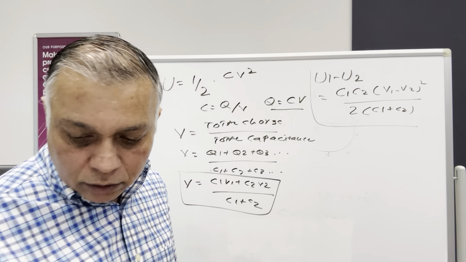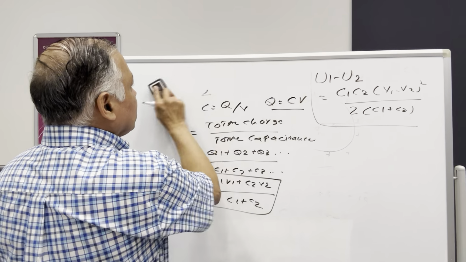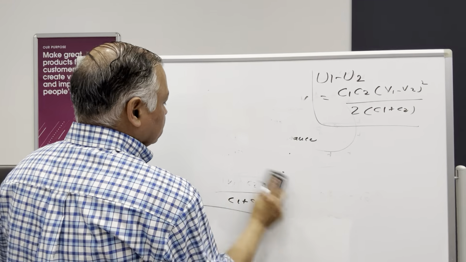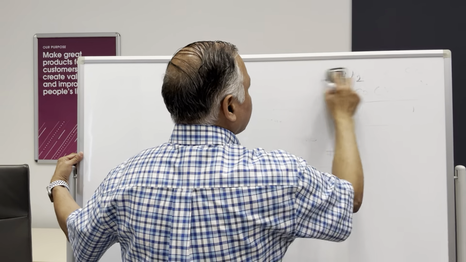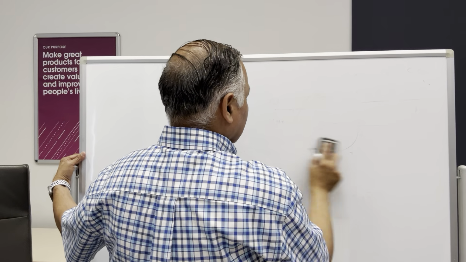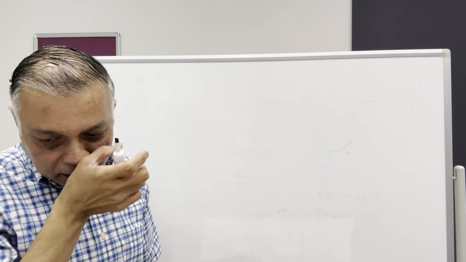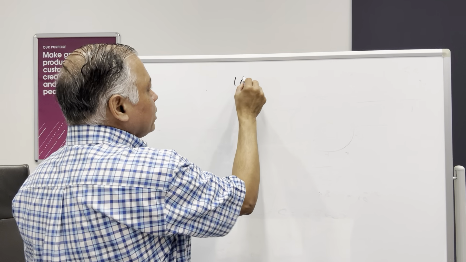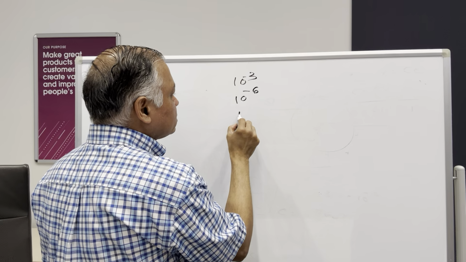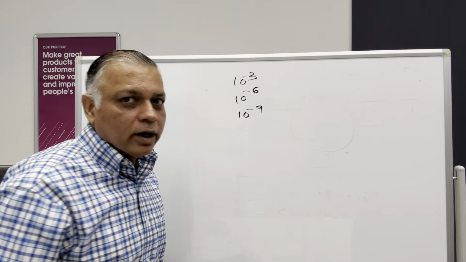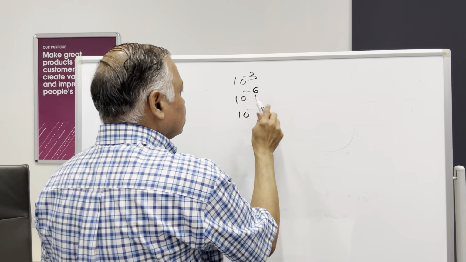You mentioned one more thing about the examples, and I know you must be aware of it, but the capacitance is given in different units. So if it is given in millifarad, it is 10 raised to minus 3. If it is in microfarad, 10 raised to minus 6. If it is in picofarad, 10 raised to minus 12.